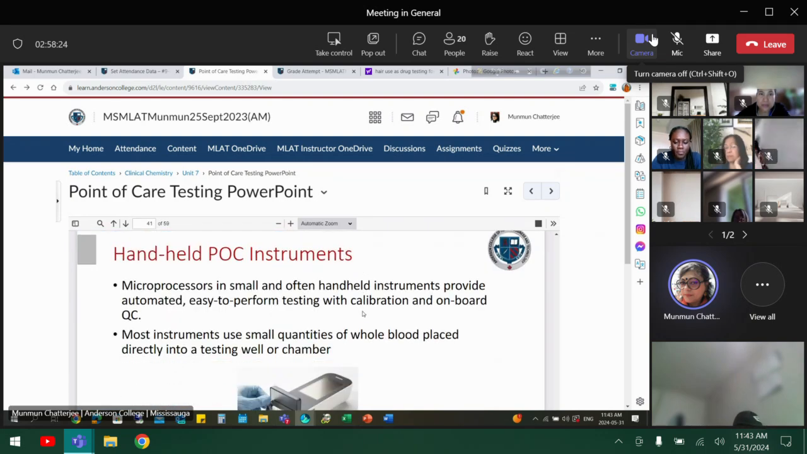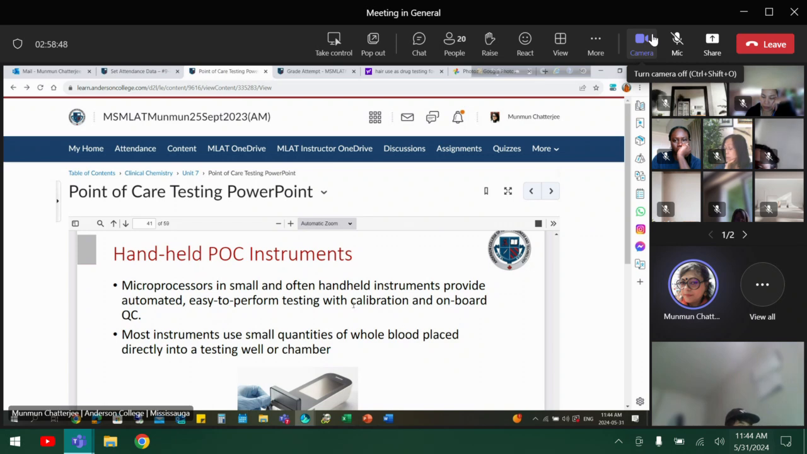So handheld POC instruments are microprocessor-based instruments. Those are the test non-instrument. It's a small and often handheld instrument that provides automated, easy-to-perform testing with calibration and built-in QC. The glucometer and HemaQ are handheld POC instruments.